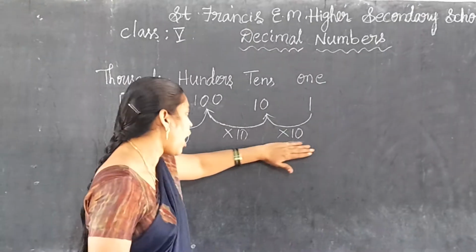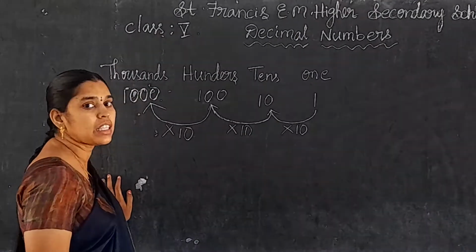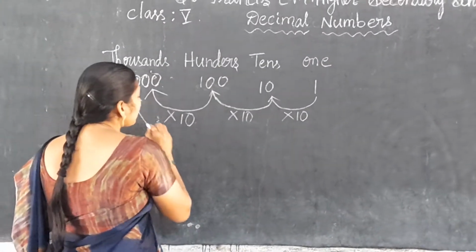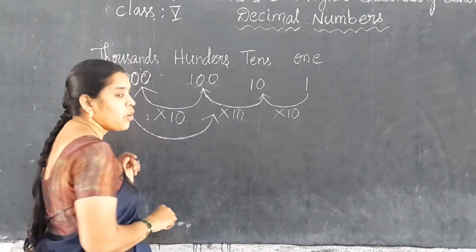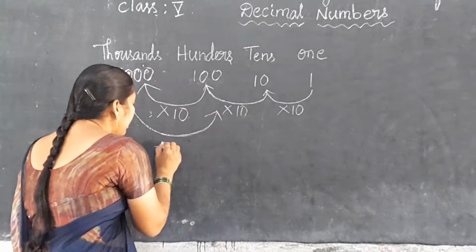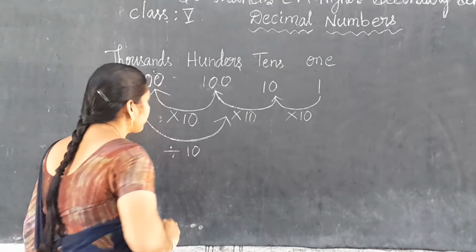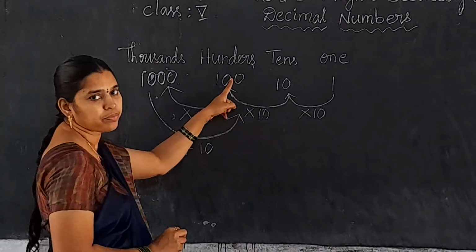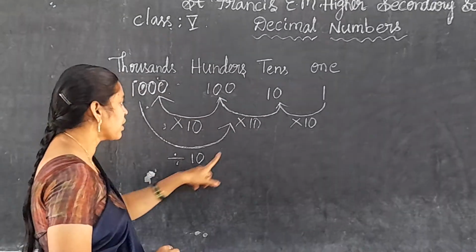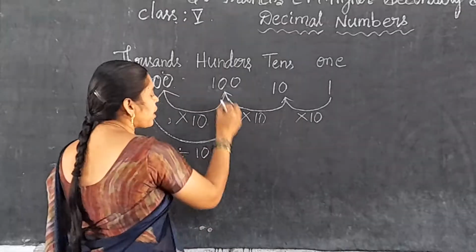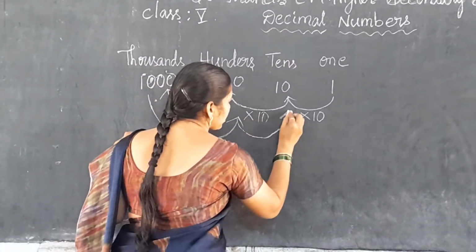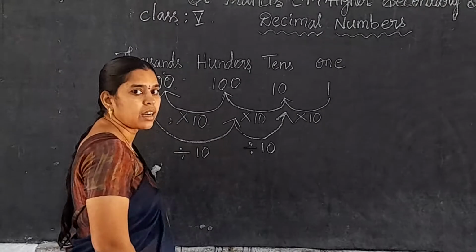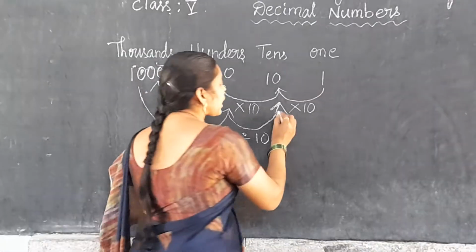Listen carefully. After that, I will tell you the definition of decimal numbers. Okay, children? See, reversing order. See here, 1000 to 100. While coming, you should divide that number by 10. 1000 if you are dividing by 10, you will get the answer 100. Right? This is reversing order. Again, 100 to tens, again you should divide by 10. You will get the tens place.